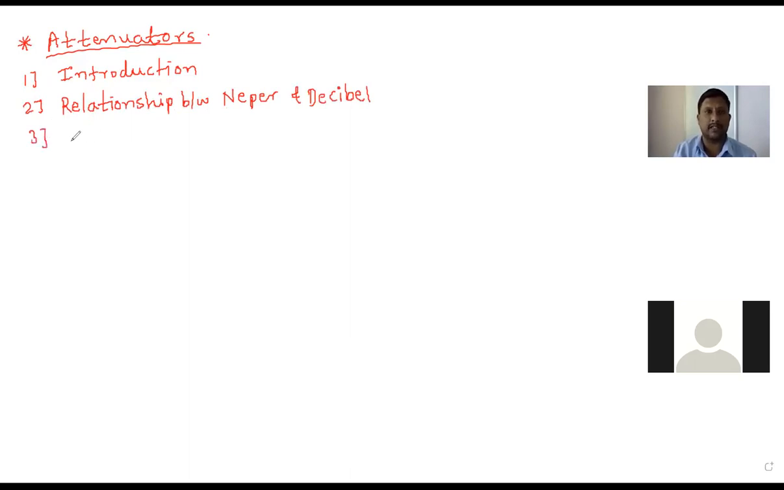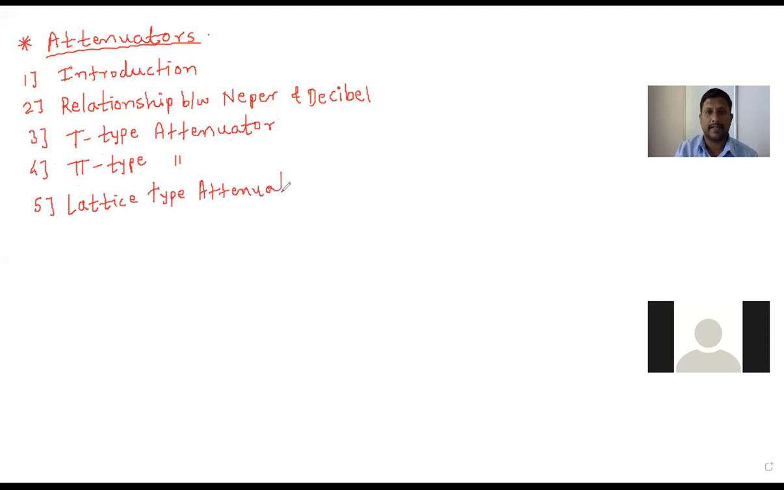Third is types of attenuator. There are 3 types for your syllabus. First is T-type attenuator, second is pi-type attenuator, and third is lattice-type attenuator. And if we get time in the third lecture, we can cover the L type. This is not in the syllabus, but we can discuss it if we have time in the last lecture.